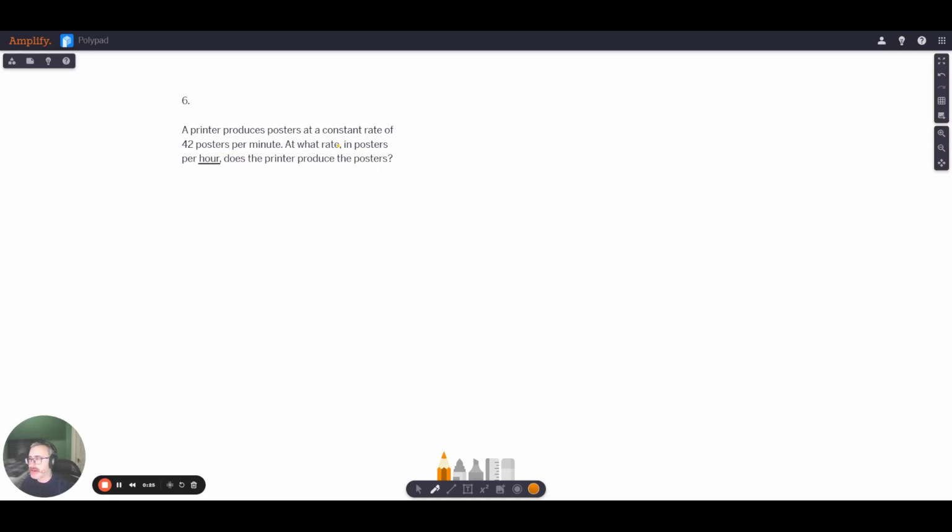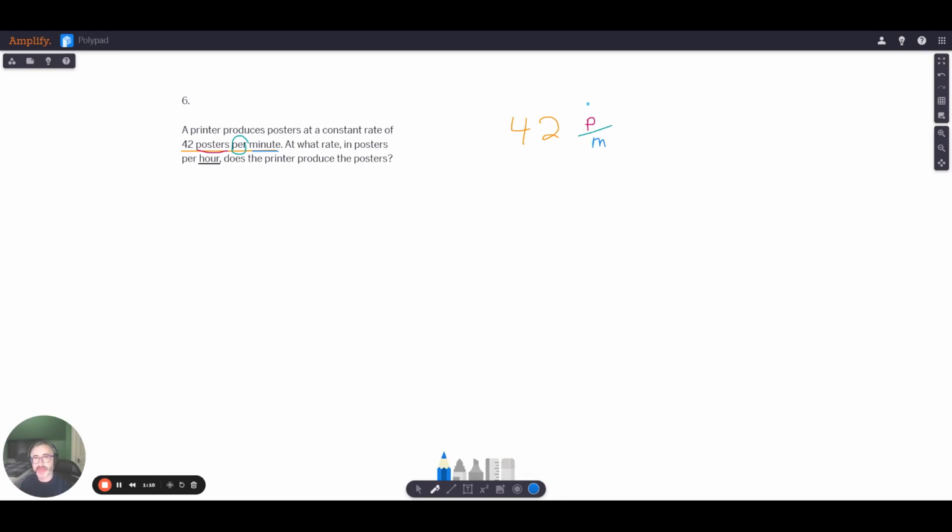So let's get all of this information into some math notation. I've got this idea of 42 posters per minute. I've got my quantity, 42, and I actually have two different units here. Posters is a thing that I can count, and minutes is a thing that I can count. I also have this linking word per. Anytime I've got unit per unit, I can think of that as a unit represented as a rate, a ratio, a fraction. So our first unit is posters per minute.